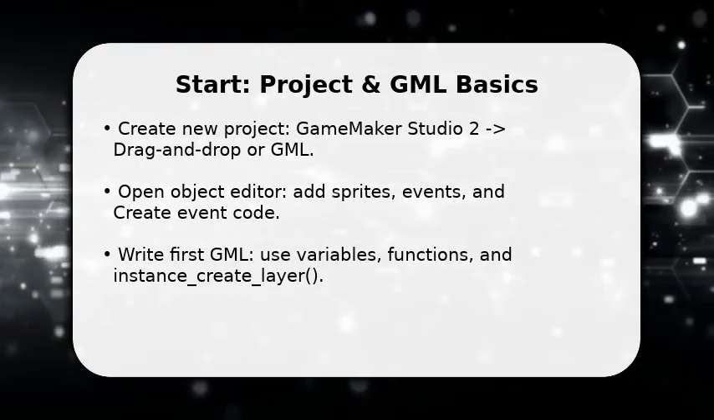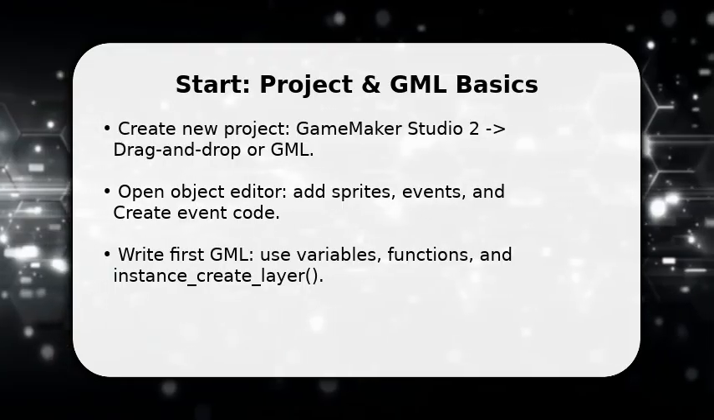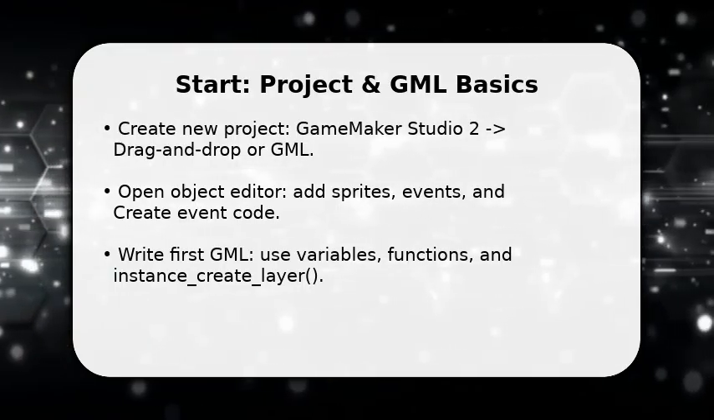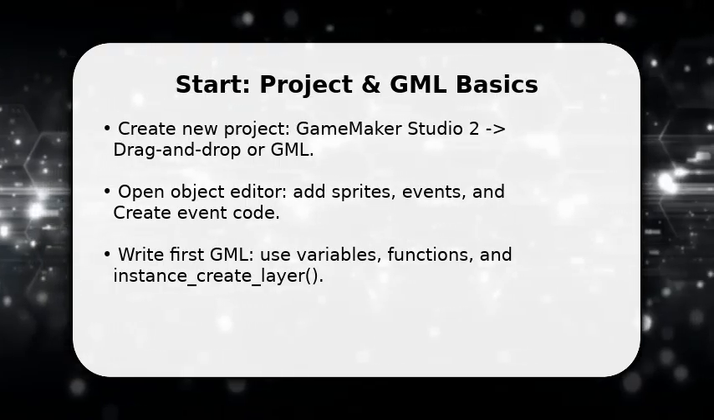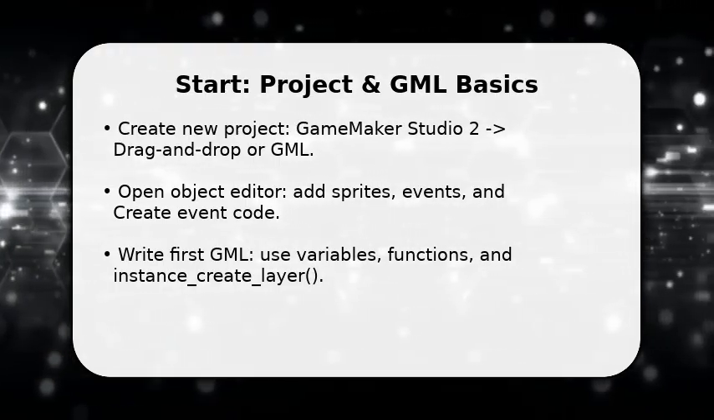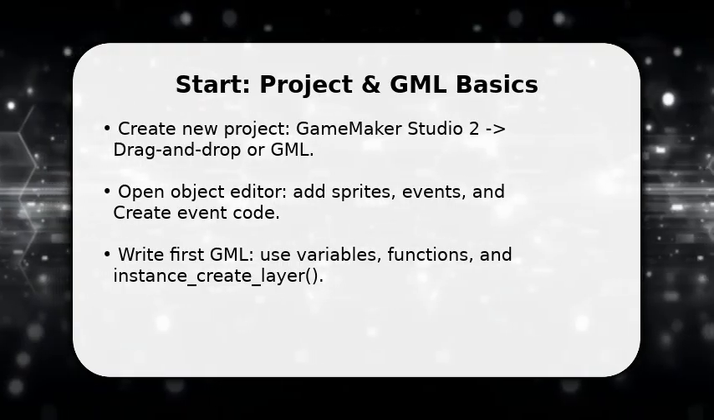Next, use instance_create_layer to spawn objects at runtime so you can test behavior immediately. Once done, run the game to verify the object appears. This confirms your pipeline from asset to script is working.